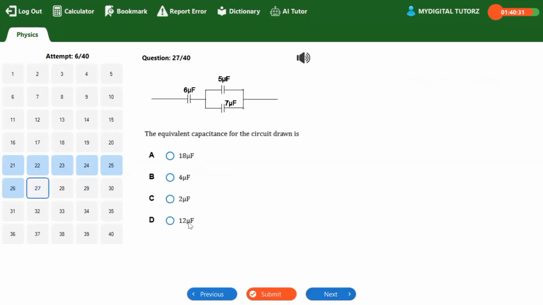So question 27, we have this circuit. Here we have capacitors in parallel.